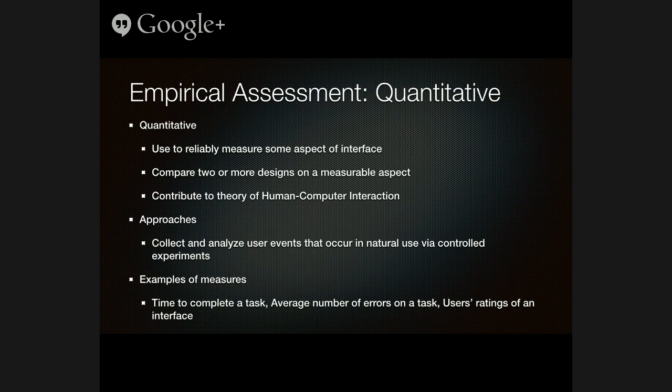And science in HCI is done through quantitative user studies. And these are reliable, repeatable measures of how a user interface behaves, some aspect of the UI. They can be used to compare two or more designs on some measurable aspect of it. And ultimately, these are designed to contribute to the broader theory of human-computer interaction. So if you want to make the next model human processor, if you want to come up with the next Fitts's law, this is how you get started. You start by doing quantitative user studies to figure things out about the world.